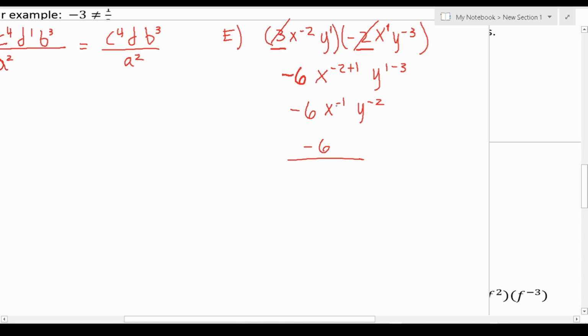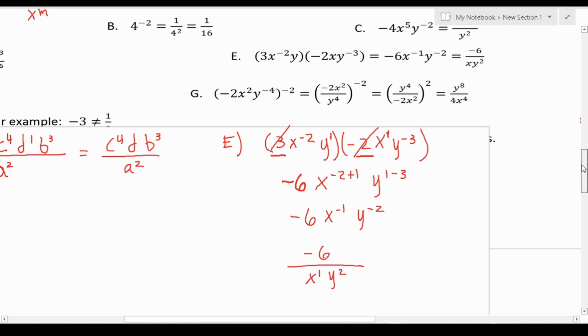But we do have, as you can see, x to the negative first and y to the negative second. We can't leave it like that, so we're going to have to bring it across the fraction bar where it's going to become positive. So this is going to be x to the first, y squared. Okay, and again, shifting it across the fraction bar prompted its sign to change from negative to positive.